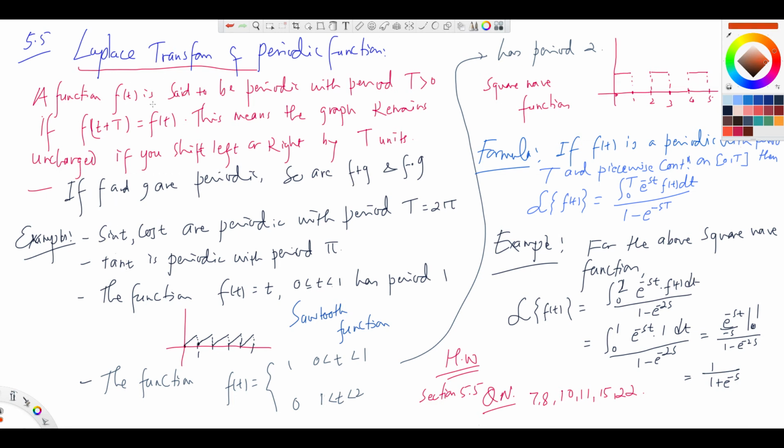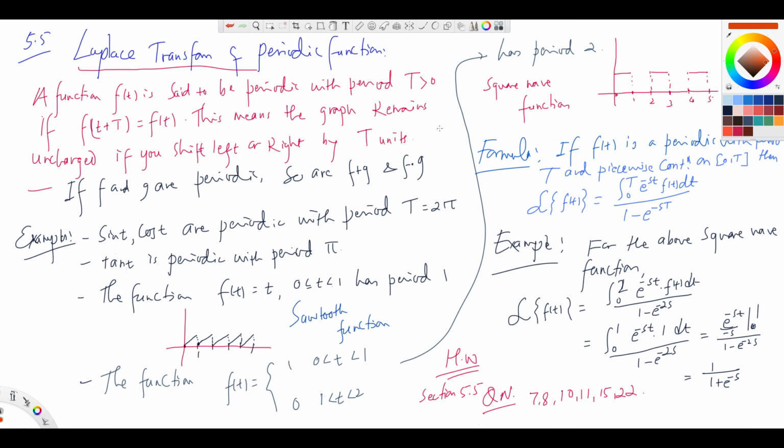So a function f(t) is said to be periodic with period T, which is a positive number, if f(t + T) equals f(t). Meaning that if you replace t by t plus uppercase T, then you will get exactly the same function. This means the graph remains unchanged if you shift left or right by T units.